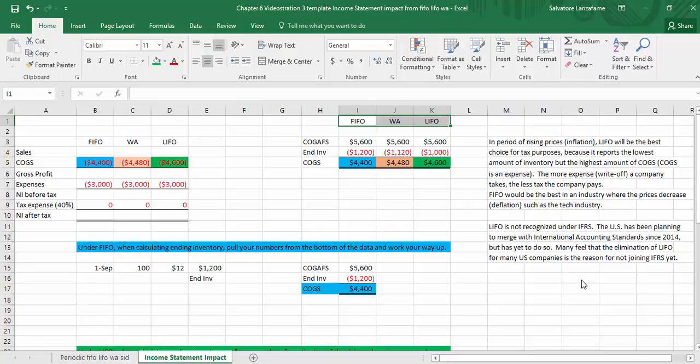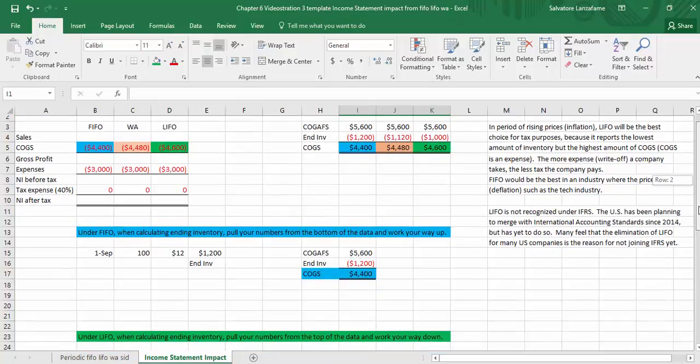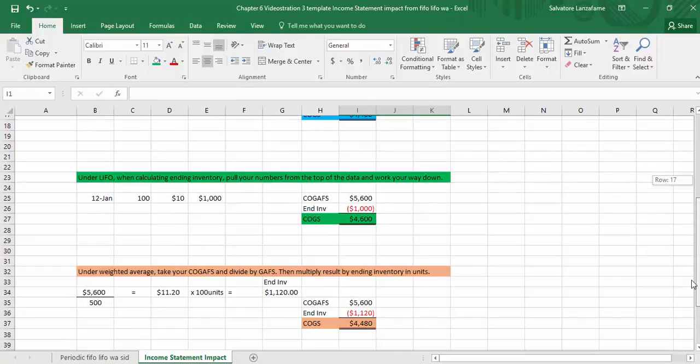When we were doing FIFO, we came up with ending inventory of 1,200 and cost of goods sold of 4,400. And I have the detail below on how that was attained. We first figured out the ending inventory, and then once we knew that, we subtracted it from the cost of goods available for sale and got cost of goods sold. And I have the other results down below from the last video.